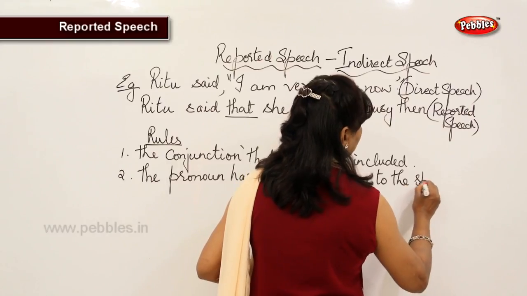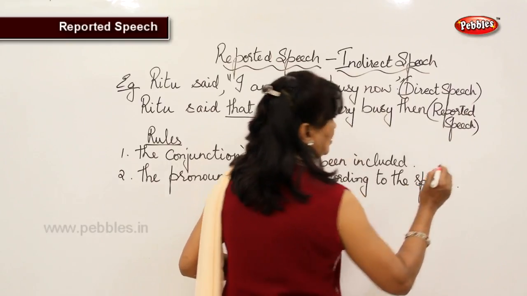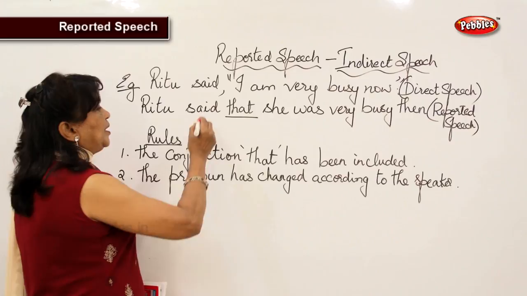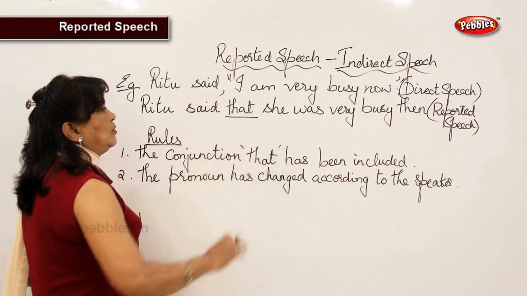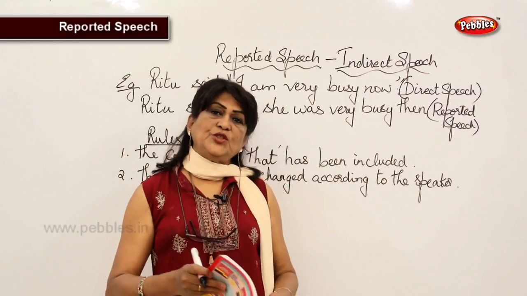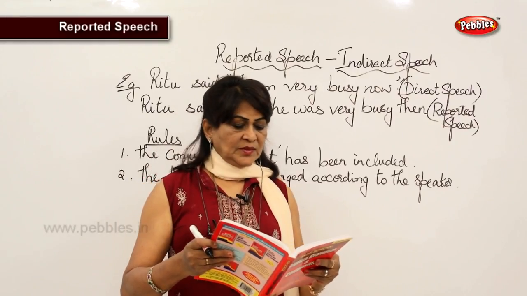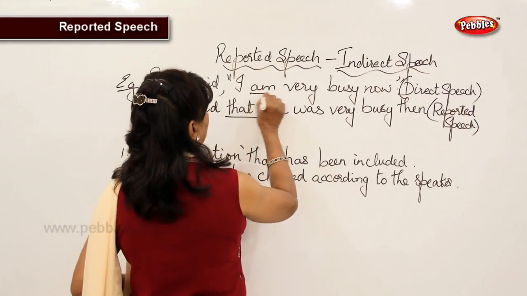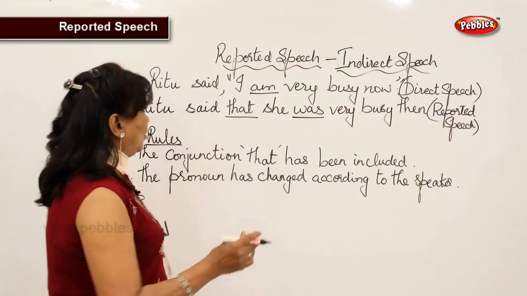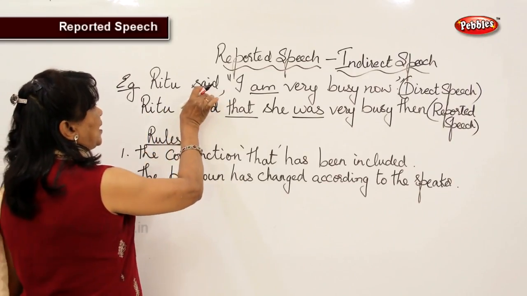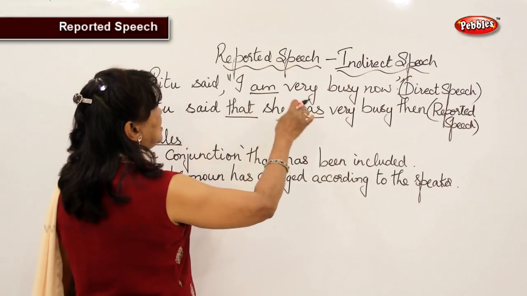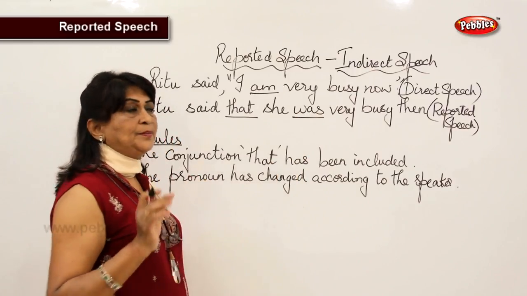Who is the speaker here? Ritu is a speaker. Ritu is a girl, and so accordingly we have changed the pronoun to she. Okay, the next step. The verb am is changed to was. Why? Because the verb before the quote is past tense, so everything should be changed to past tense. So from simple present tense, we have changed it to simple past.